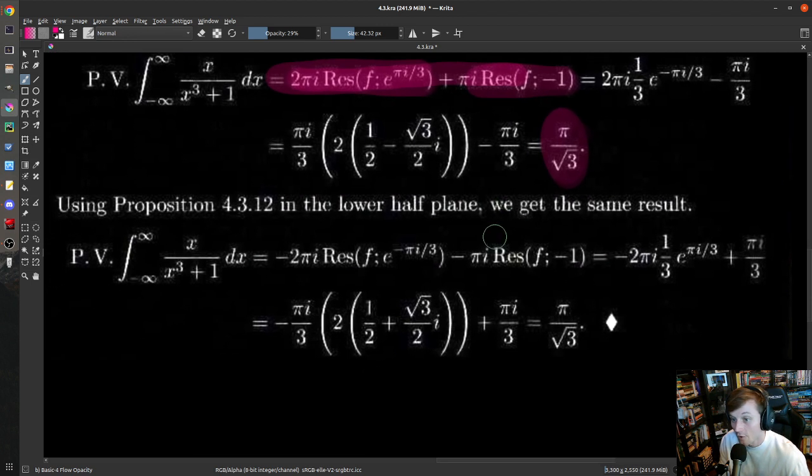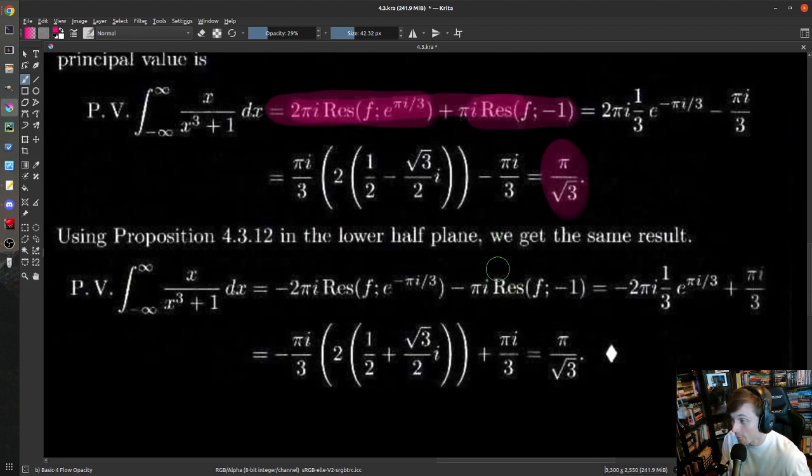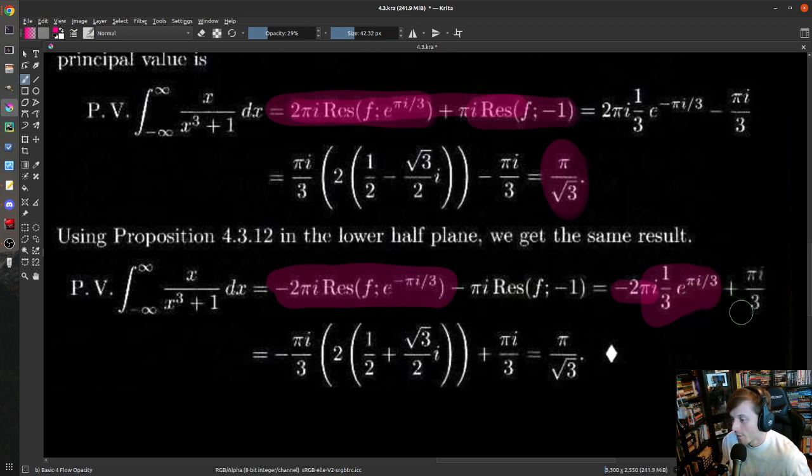All right. Now, if you do it with the lower half plane, you get the same result. That's kind of cool. So in that case, you'll get minus 2 pi i times the residue of f at the part in the lower half plane, e to the minus pi i over 3, minus pi i times the residue of f at the part on the real line. That's -1, that residue right there. So minus 2 pi i, and then 1/3 e to the pi i over 3 plus pi i over 3. Oh, wouldn't you know it, you get out pi over root 3 yet again after a little bit of algebra.